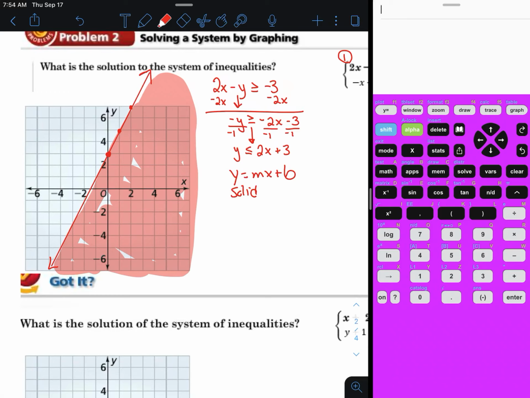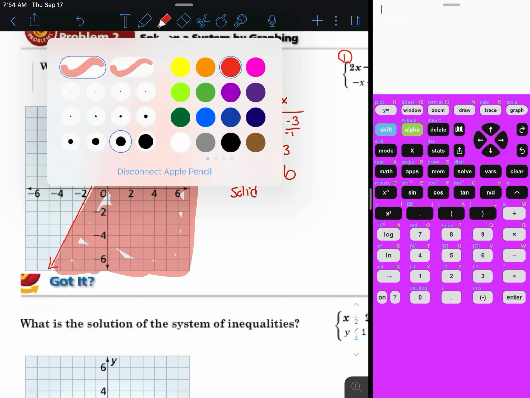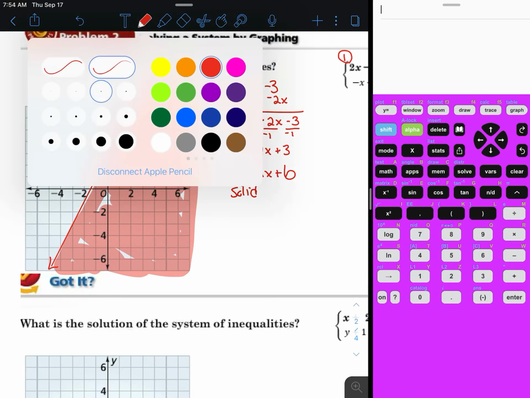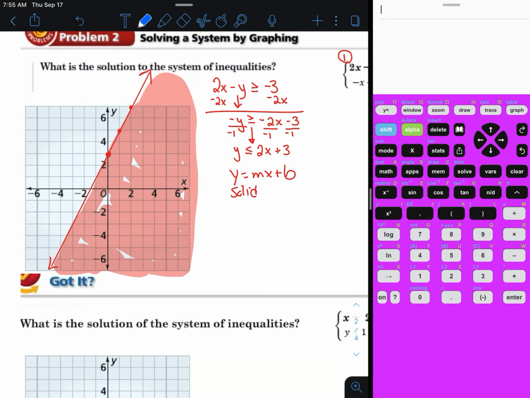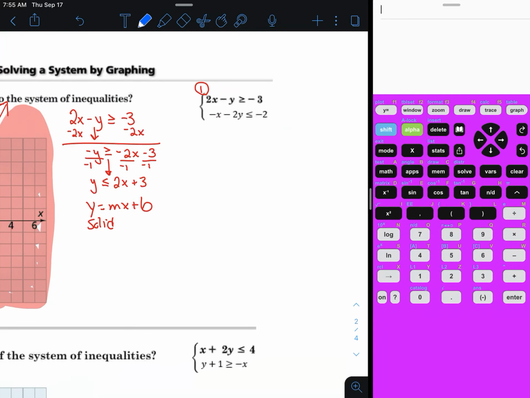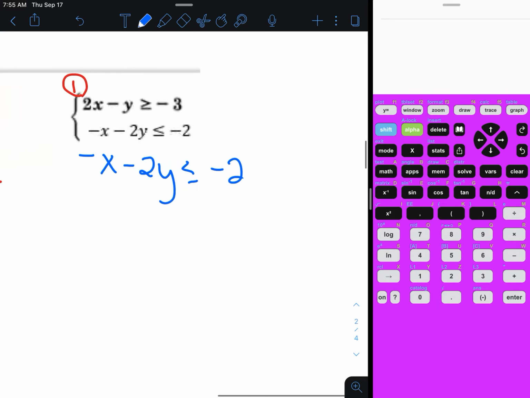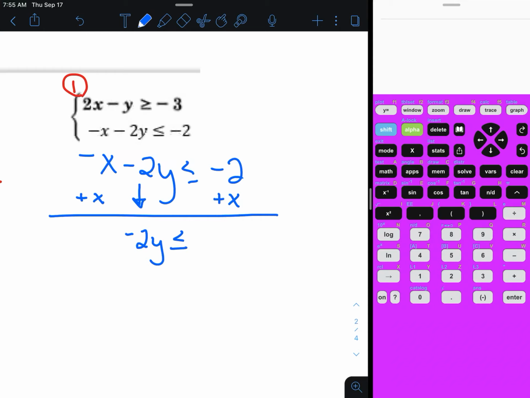That's good enough. All right, now I'm going to change everything to blue so I can do my second equation very similar. Got to get it equal to y. So negative x minus 2y is less than or equal to -2. Not okay because y is not by itself. Add x. Hopefully you guys already know this is another straight line problem. So this is -2y is less than or equal to a positive x minus 2.